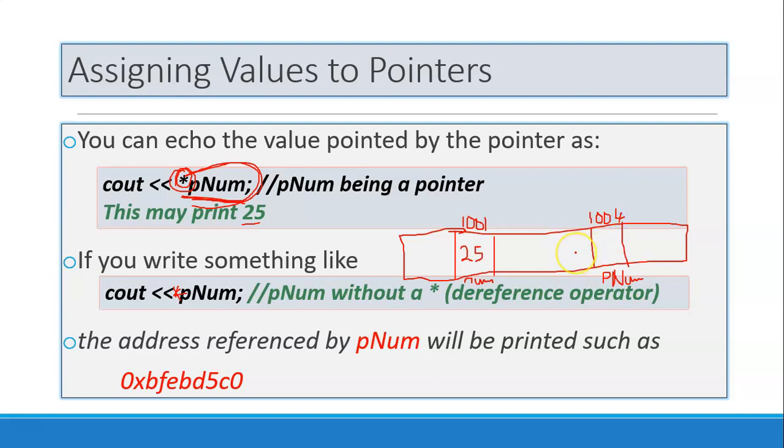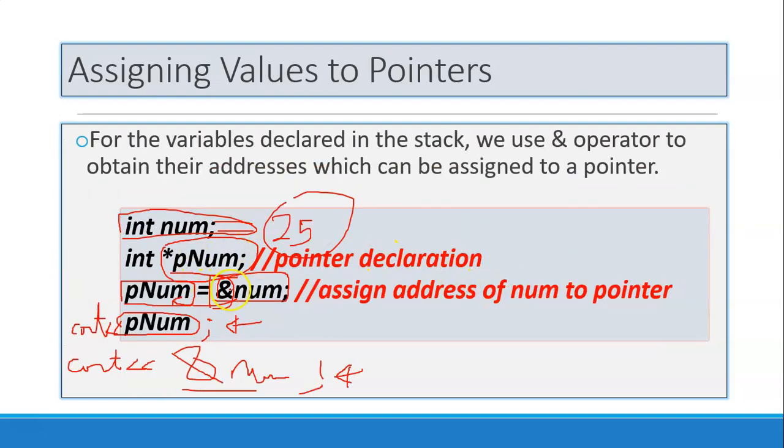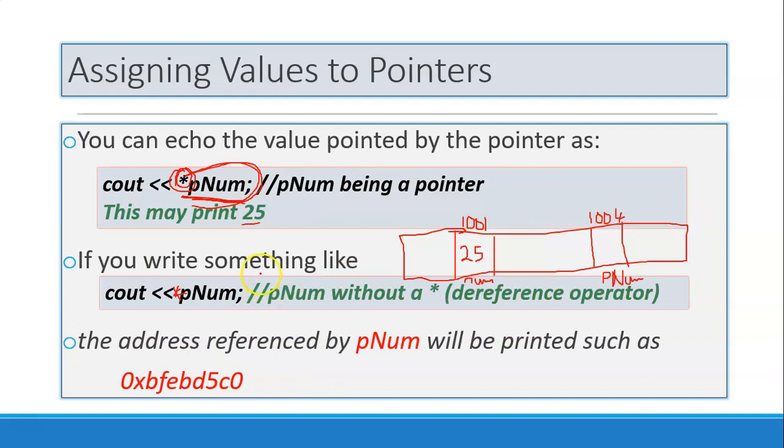And the value of this pnum is what? It cannot keep the actual value. Remember, the value of that pnum is the address of num. So the address of num is 1001. So the value for the pnum is 1001. The value for num is 25.